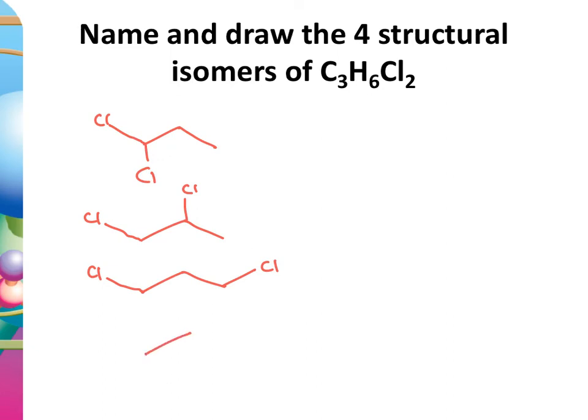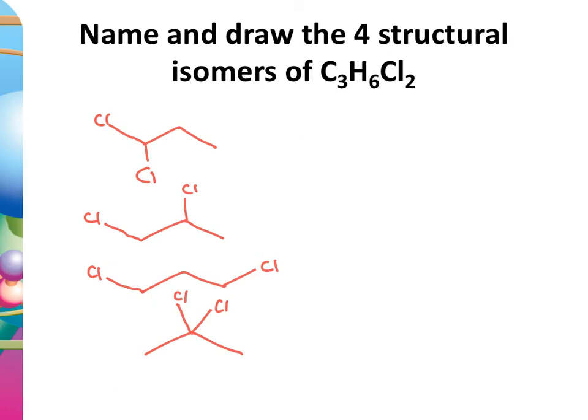So I've exhausted looking at the chlorines at the end of a chain, but I haven't looked at them if they're in the middle. So I'm going to put them both on the second carbon, and those are my 4 structural isomers.